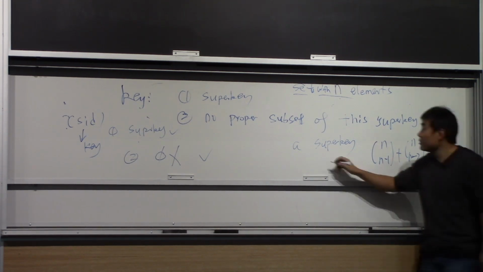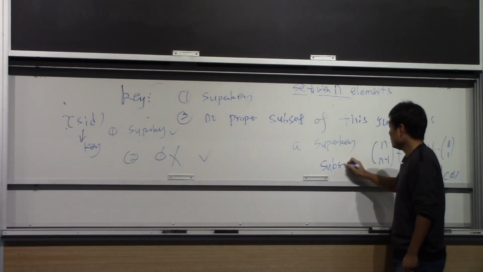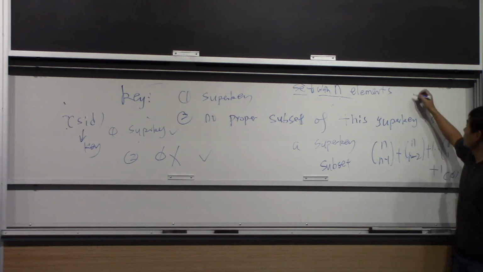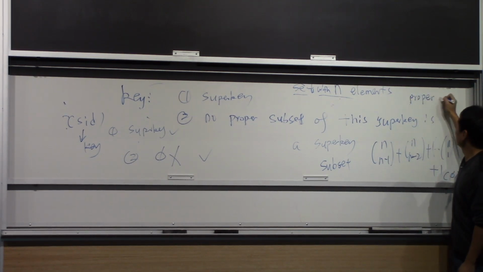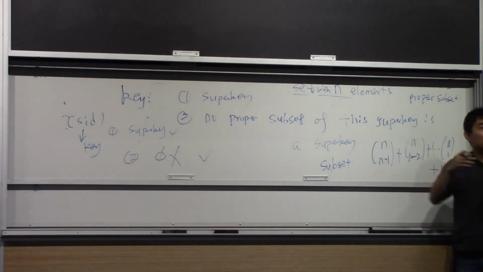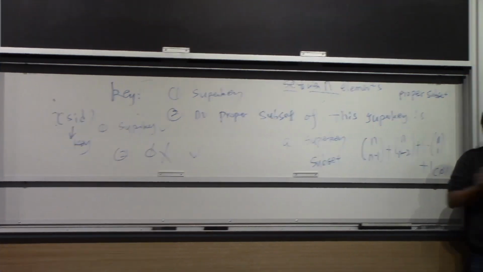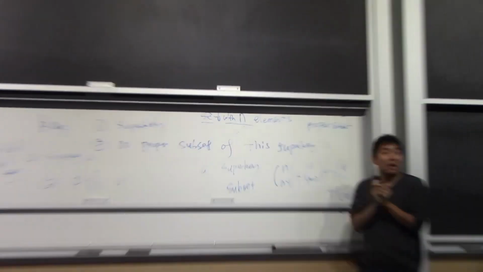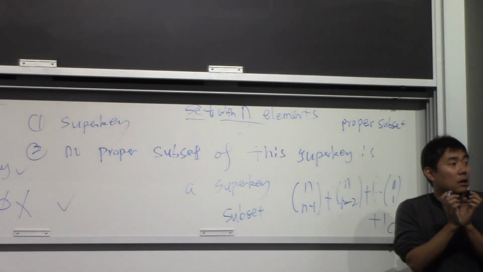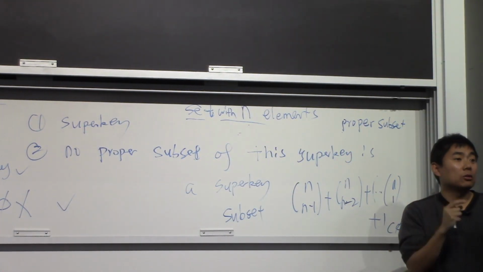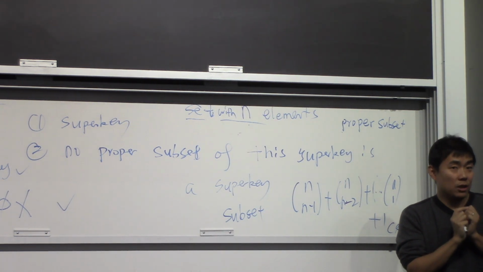What about subset of this n elements? The difference between subset and proper subset is that a subset for a set includes the set itself, in addition to all these ones. A proper subset must be a set of elements that's smaller in size than the original set. So it doesn't include the set itself. Okay?